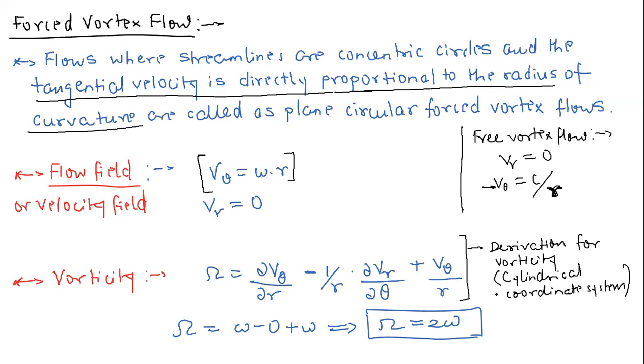Right now you just have to see this equation, that the vorticity in a cylindrical coordinate system is given by ∂vθ/∂r minus (1/r) ∂vr/∂θ plus vθ/r. So why are we always calculating the vorticity? Can anyone tell why we are always calculating the vorticity?